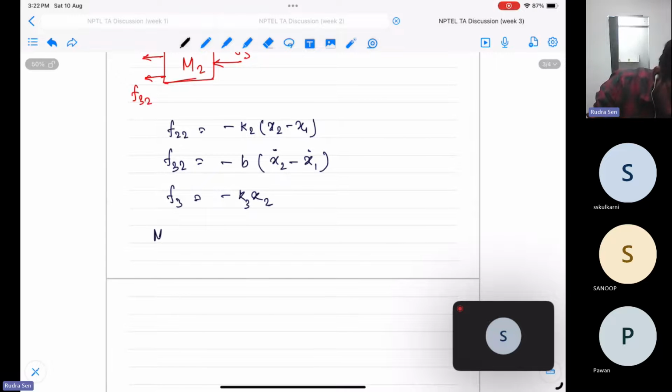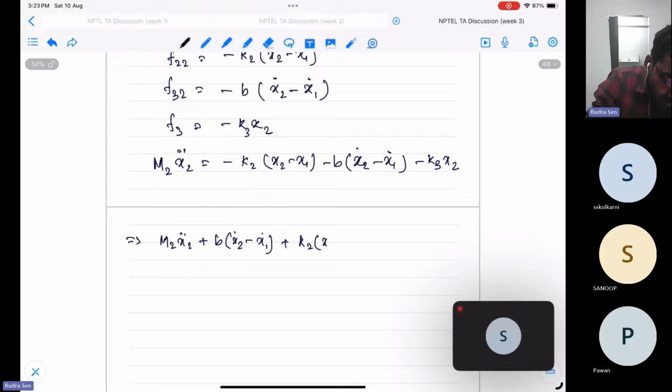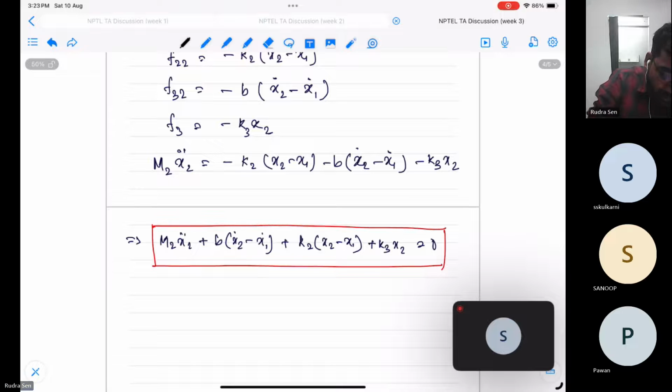So what are the forces? M2 into X2 double dot equals minus K2 (X2 minus X1) minus B (X2 dot minus X1 dot) and minus K3 X2. So my equation would be M2 X2 double dot plus B (X2 dot minus X1 dot) plus K2 (X2 minus X1) plus K3 X2 equals 0. So this is my second equation.